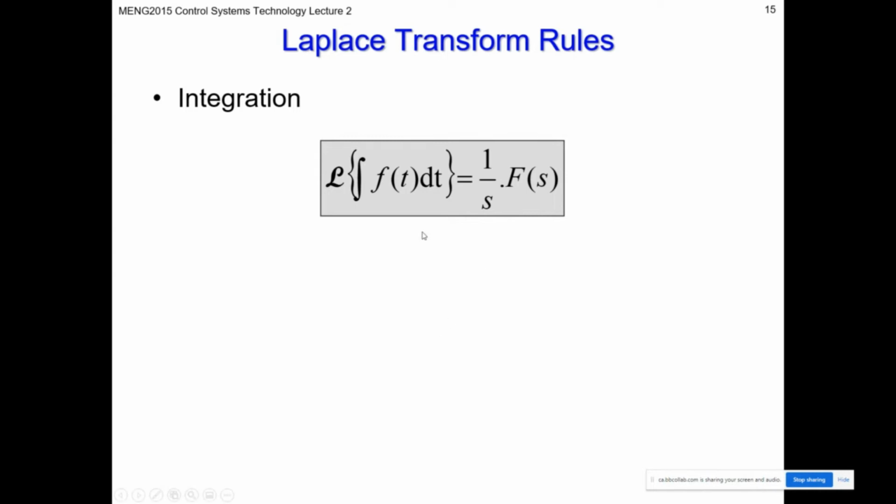Integration. So if we're taking the Laplace transform of an integral function, we looked at a derivative function. Now what about an integral function? Well, for a derivative, you multiplied the Laplace transform of f of t by s. For an integral function, you multiply the Laplace transform of f of t by 1 upon s. So for integration, we divide by s. For taking the derivative, we multiply by s.